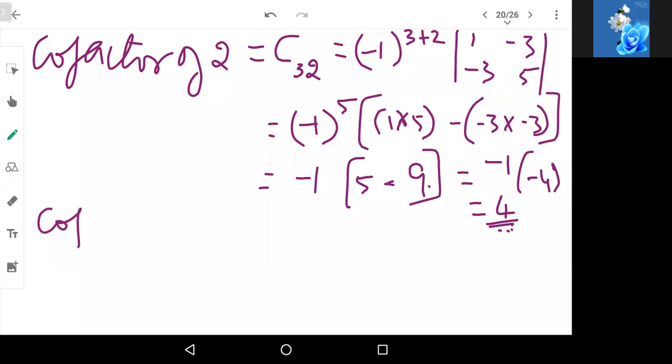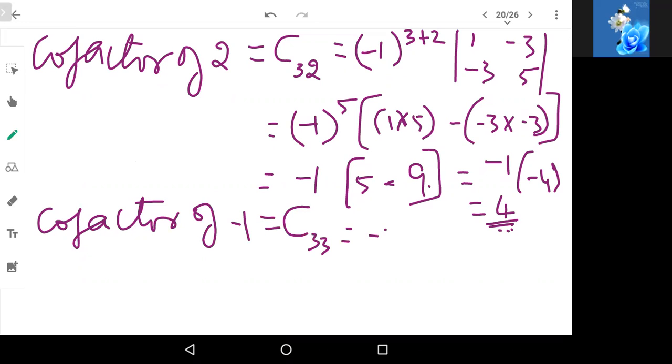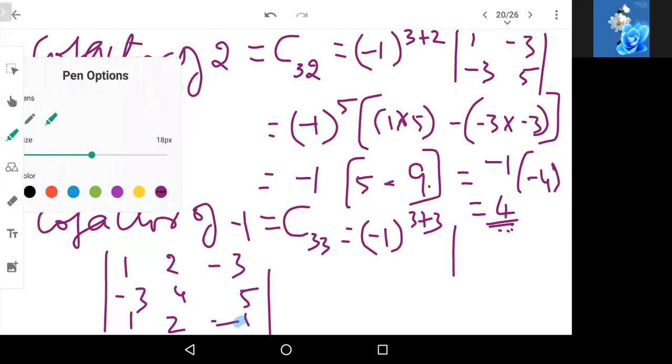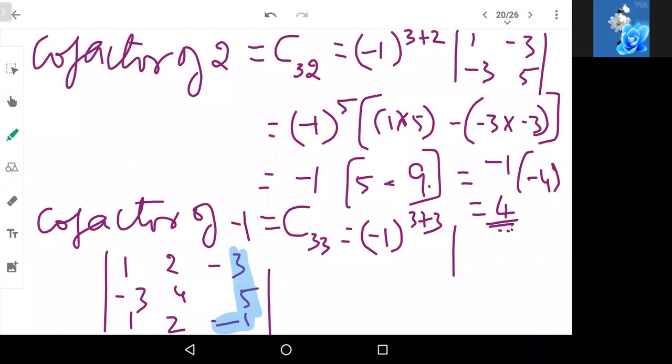Then finally, cofactor of minus 1, which is third row, third column. So minus 1 to the power 3 plus 3 into the minor of it. 1, 2, minus 3, minus 3, 4, 5, 1, 2, minus 1. We are finding for the last one. So third column and third row is out. So what is remaining with us? 1, 2, minus 3 and 4.